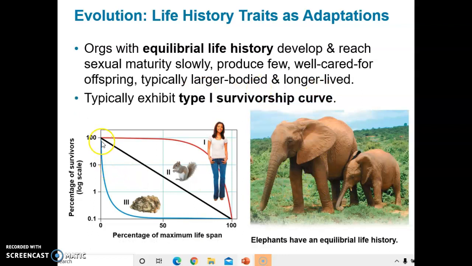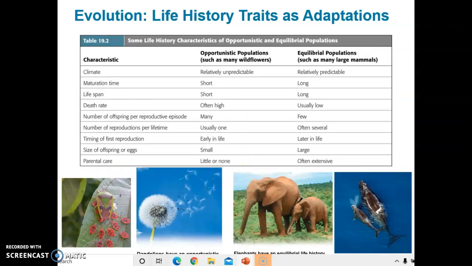And again, they have typically type 1 survivorship curve. The few individuals that are born tend to have high survivorship, low mortality early in life. They reach adulthood, and then they die off as they age, okay, in general. So here's a table that shows some basic life history characteristics of opportunistic and equilibrial species populations. Think of this as life history survivorship strategies.